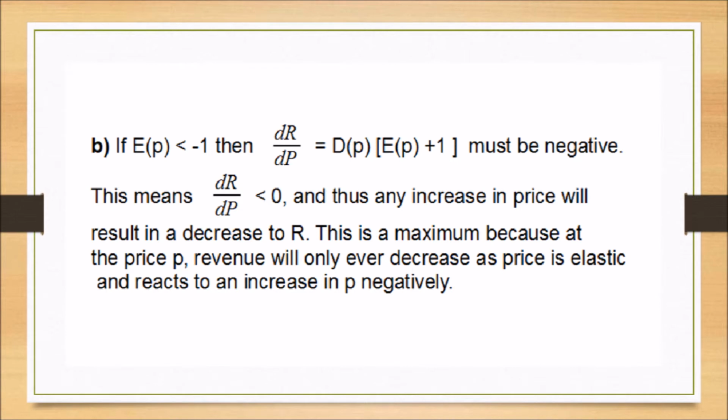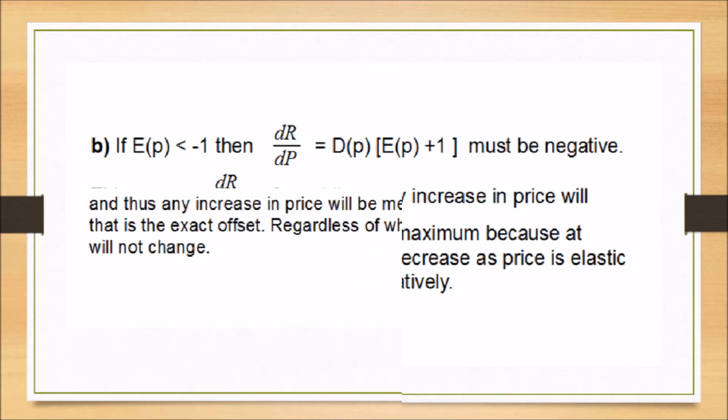If E(P) is less than -1, then dR/dP, which equals D(P) times (E(P) plus 1), must be negative. This means dR/dP is less than 0, and thus any increase in price will result in a decrease in revenue. This is a maximum because at the price P, revenue will only ever decrease as demand is elastic and reacts to an increase in P negatively.